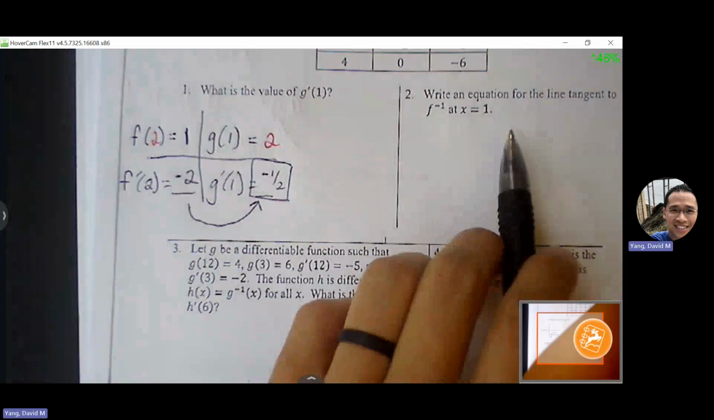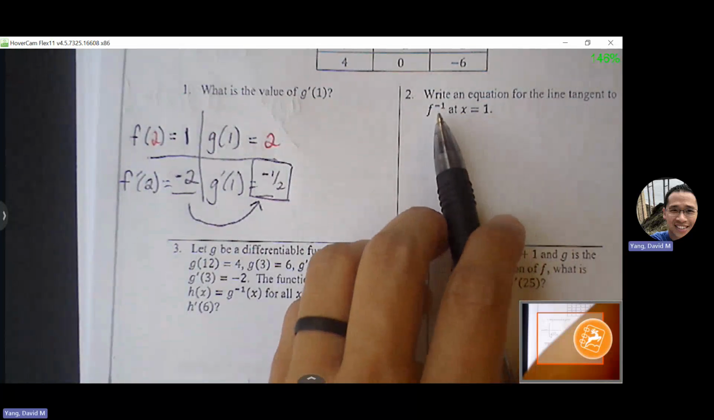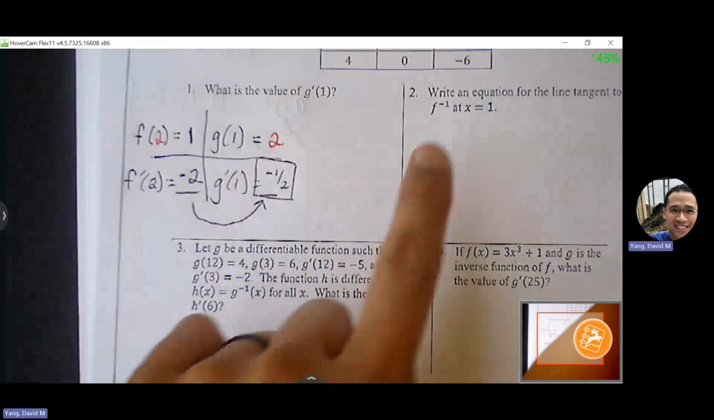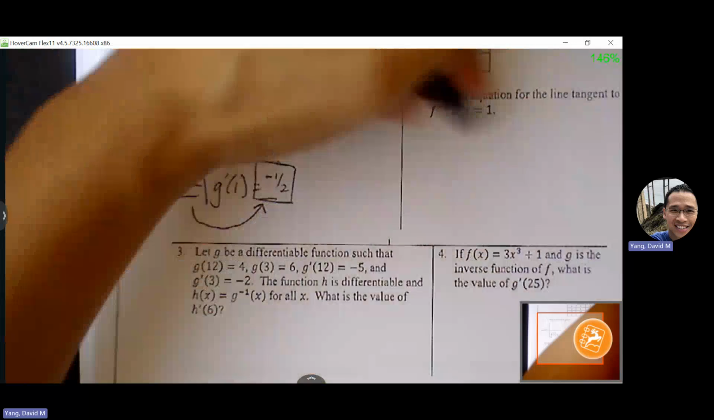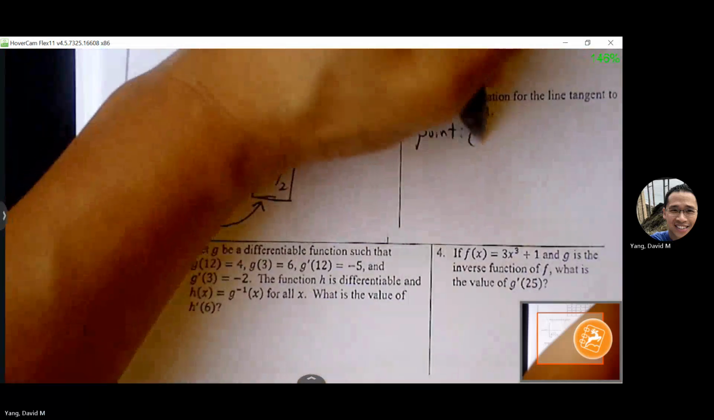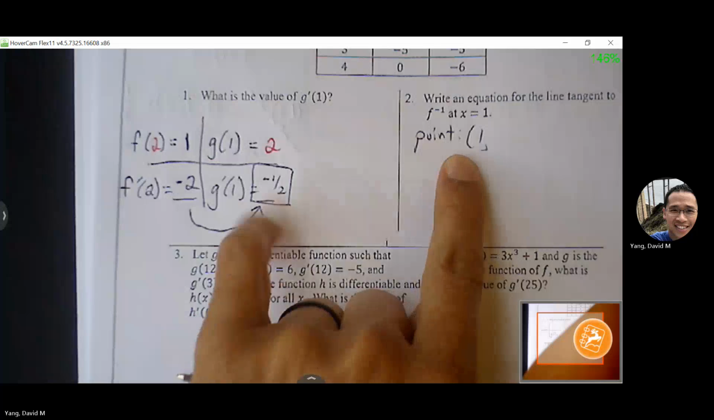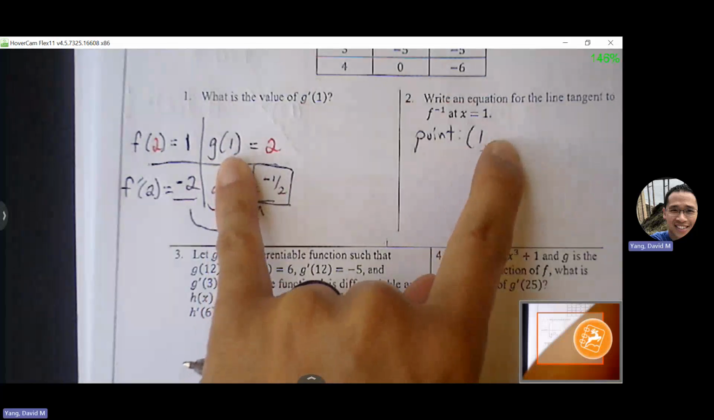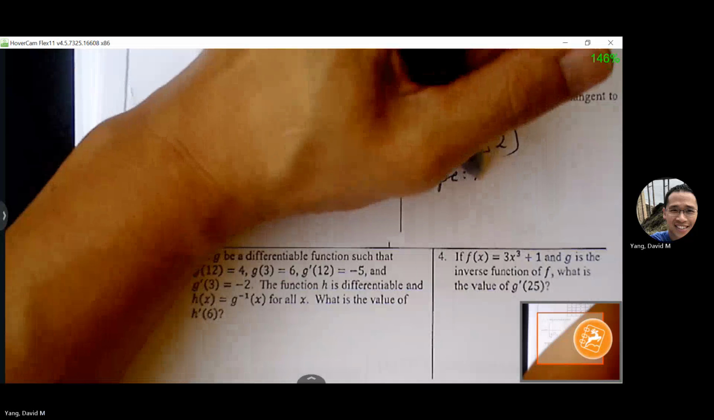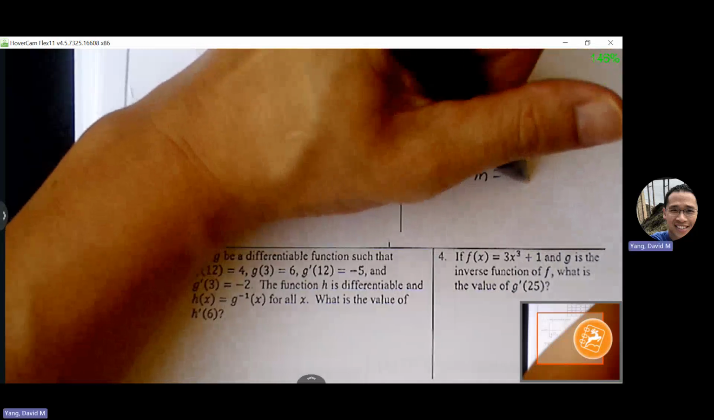Number 2 says write the equation for the line tangent to f inverse. Again, f inverse is g of x. f inverse at x equals 1. So what's my ordered pair on my inverse function? 1 comma 2, yeah. And then the slope we just found. And then point-slope form.